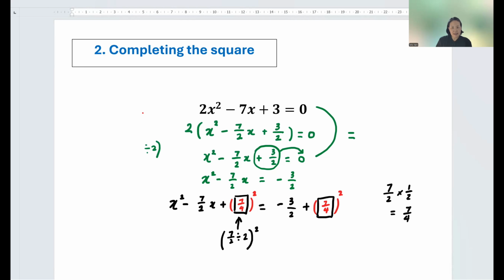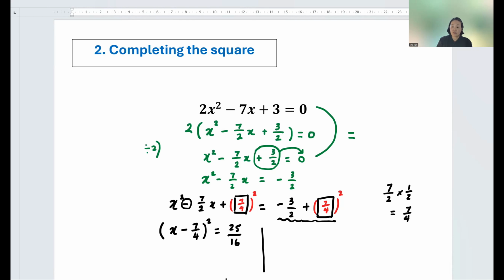So we are adding 7 over 4 squared on the left hand side as well as the right hand side to keep it balanced. This is a perfect square for x minus, because you know there's a minus in the middle, and it's going to be 7 over 4 squared. And then equals, now we need to sort this out with our calculator. So if you put that in your calculator, you will get 25 over 16.